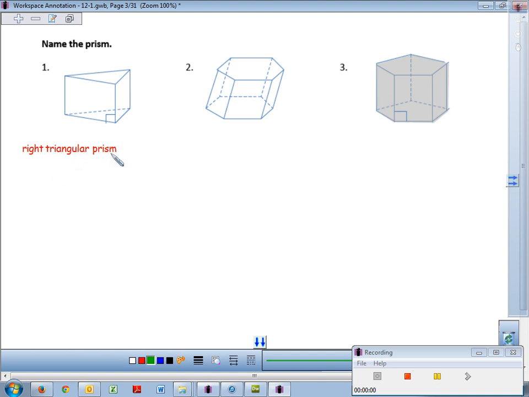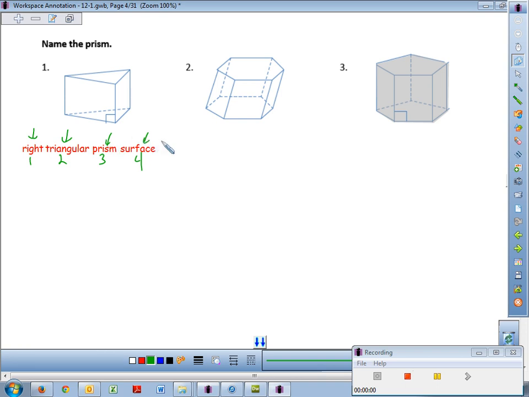And then the fourth thing to tell me is if it's solid or surface. Solid means it's made of the same material all the way throughout. Surface means it's hollow on the inside, and you can tell in the drawing: if it's solid they shade it in, and if it's a surface they leave it clear. So this is a surface. This is a right triangular prism surface. Four things to tell me: right or oblique, shape of the base, pyramid or prism, solid or surface. So those are the four things.